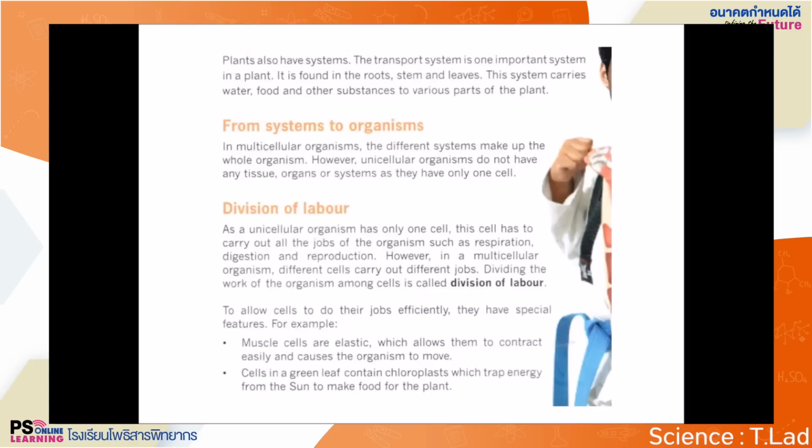Whereas in a multicellular organism, there is a division of labor. And what is this? As a unicellular organism has only one cell, this cell has to carry out all the jobs of the organism, such as respiration, digestion, and reproduction. However, in a multicellular organism, different cells carry out different jobs. Dividing the work of the organism among cells is called division of labor.